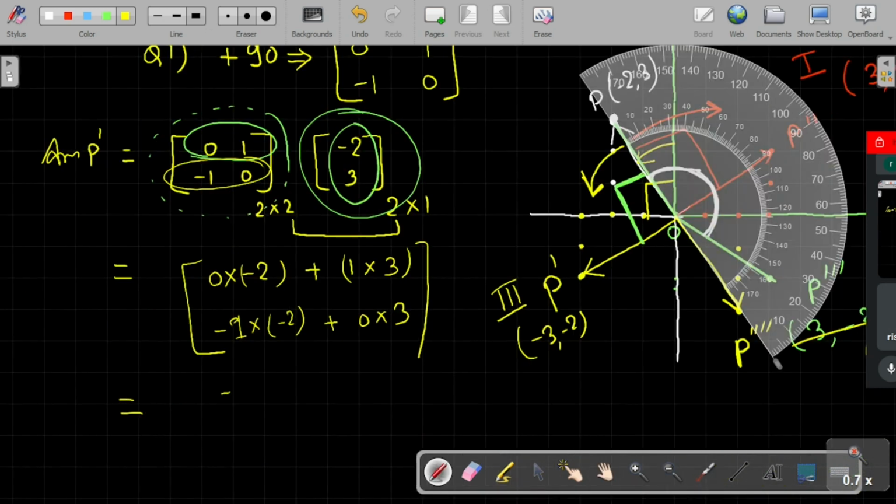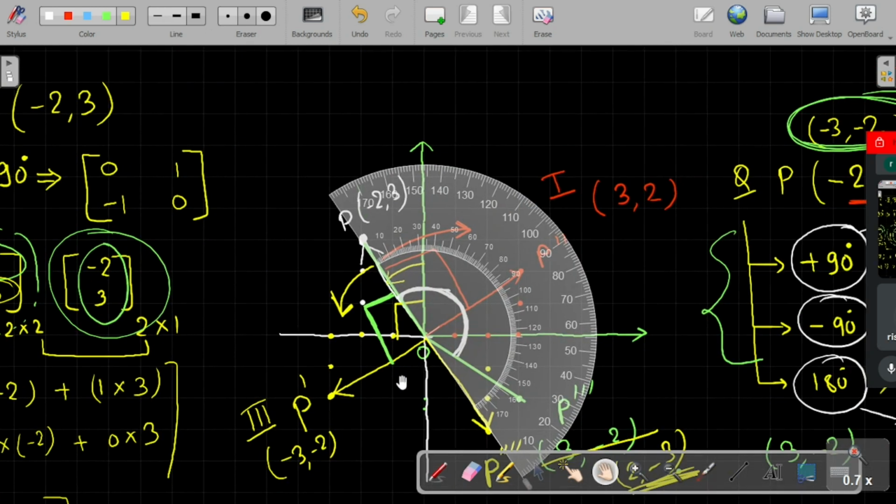Yes, sir. So what it will be? 0 and plus 3, so it should be 3, and in second part minus 1 into minus 2, it will be 2 and plus 0, so 2. So its answer will be 3 and 2. Let us check what the p dash was.